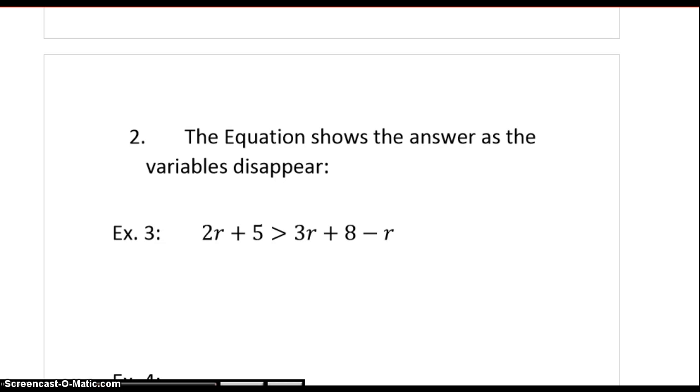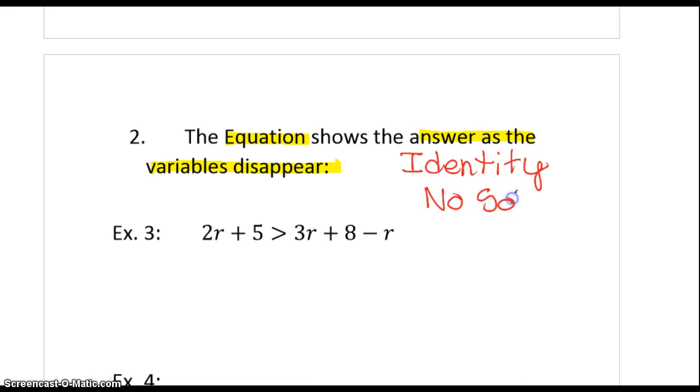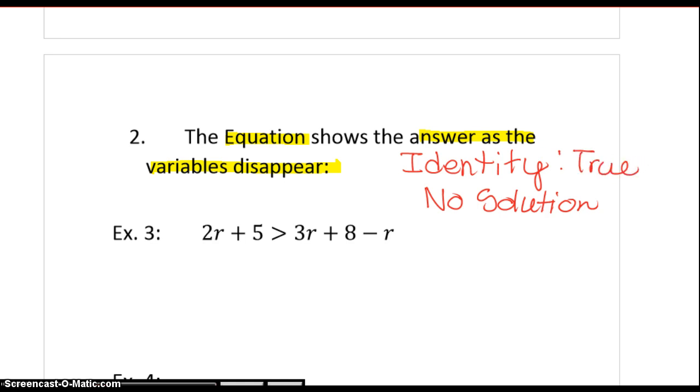Now sometimes we don't even need to graph it, because the variables disappear and the inequality shows the answer. So how would we know if it was an identity versus a no solution? So let's just think about that. Identity or a no solution. With an identity, you would end up with a true statement. And with a no solution, you would end up with a false statement. So you're just looking at, is it going to be something that's always true or always false?